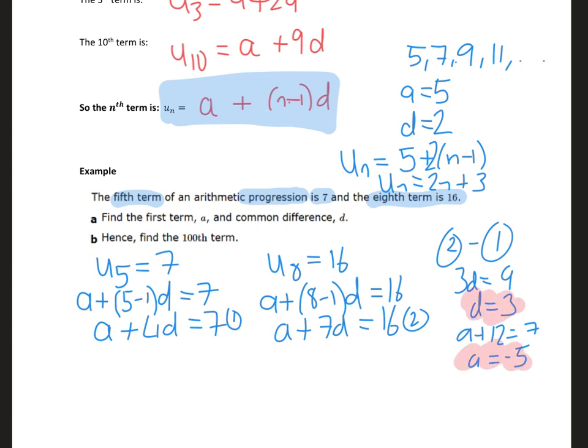And I'm just going to check that on the second one. So minus 5 add 3 times 7, so minus 5 add 21 does give me 16. So I'm confident that I've got the right answers.